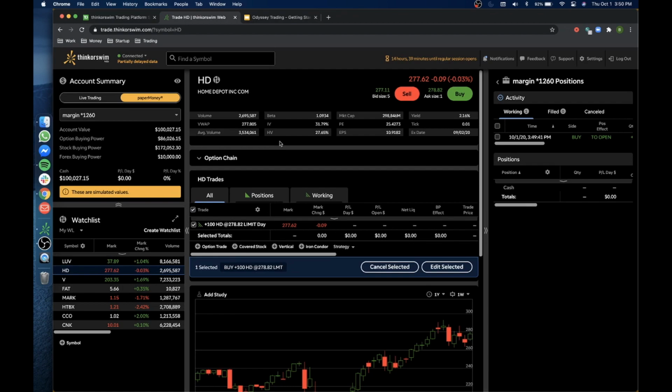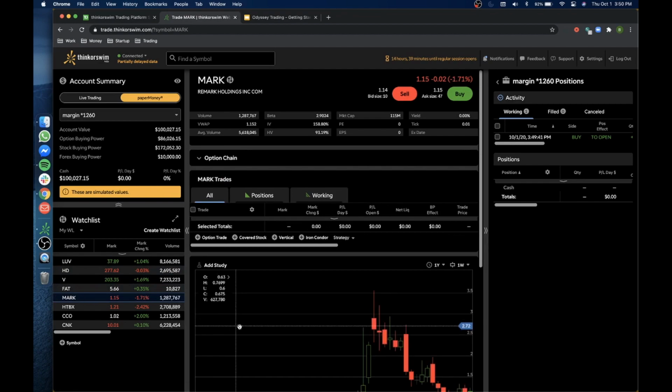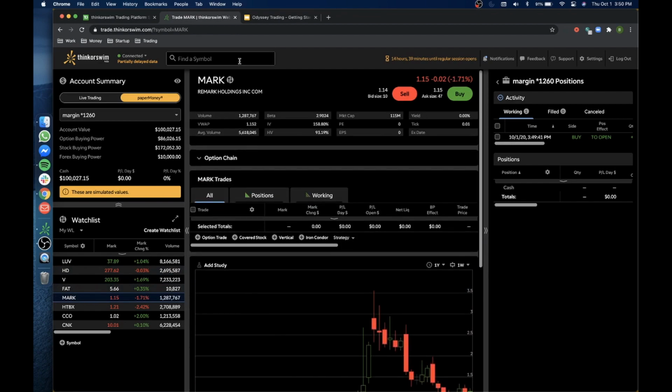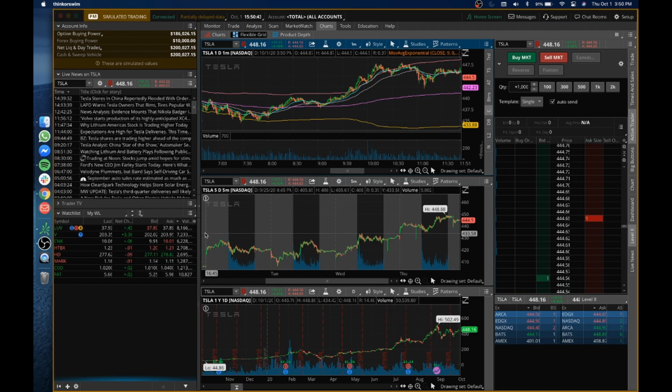Okay, so this interface is not as robust and flexible as the desktop app. It does give you just one stock at any given time, and you can change the chart patterns, but the real power comes when you start to use the desktop platform. And this is the simulated trading platform that I was talking to you about, guys. Okay, this is really cool stuff.